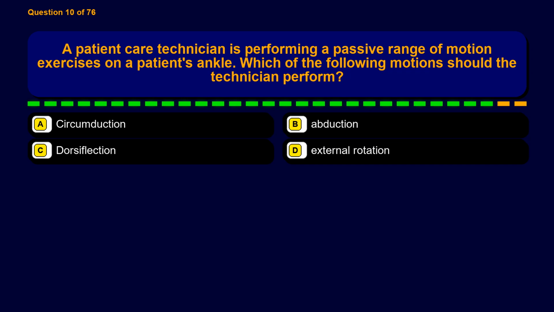Question 10. A patient care technician is performing passive range of motion exercises on a patient's ankle. Which of the following motions should the technician perform? Option A, circumduction. Option B, abduction. Option C, dorsiflexion. Option D, external rotation.